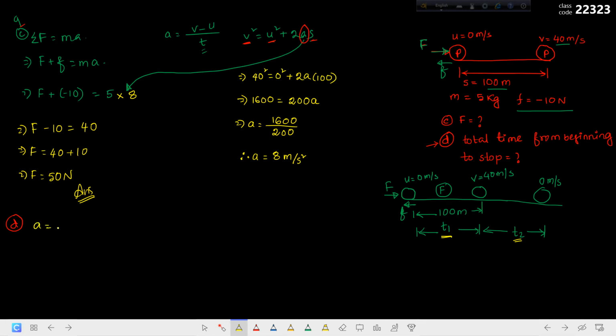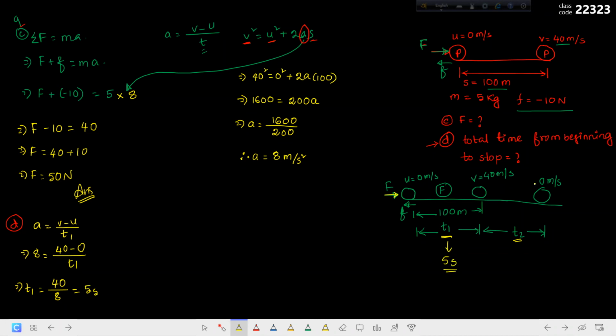We can easily do that, because A is equal to V minus U divided by T. The time till which force was acting, there was acceleration, right? So acceleration, we have already found out the value, 8 meter per second square. So 8 equals V minus U divided by T. We are calculating for the first part. So first part final velocity is 40, and first part initial velocity 0, divided by time T. We will mention this one as T1. So T1 is how much? 40 divided by 8, equal to 5 seconds. So we have found out T1 is equal to 5 seconds.